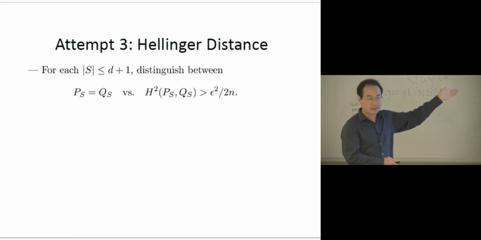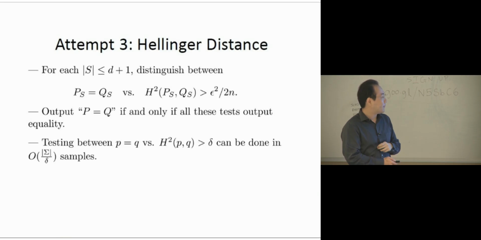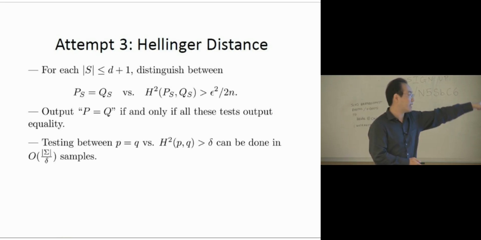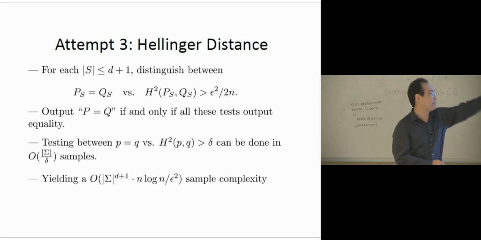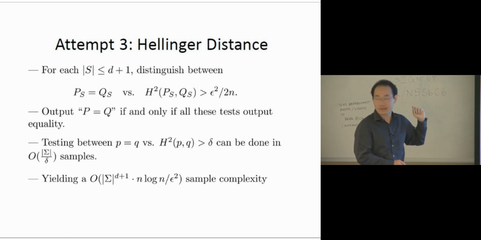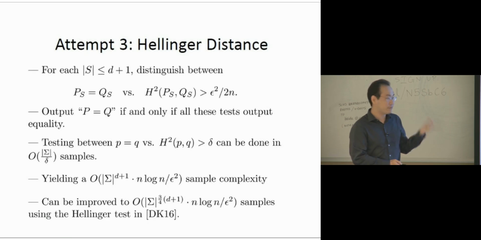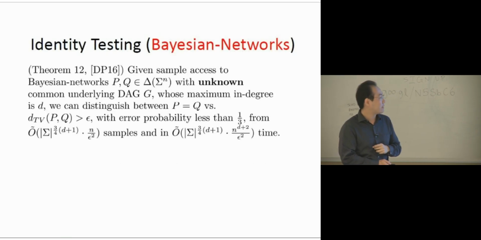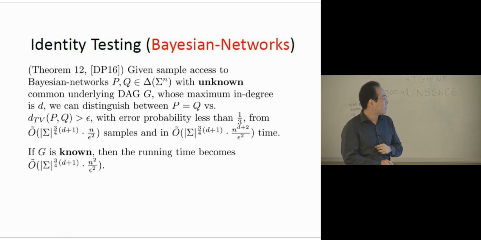To test it, we run a test for each small subset. Importantly, squared Hellinger can be tested in essentially 1 over accuracy samples, not 1 over accuracy squared. So if you invert that epsilon squared over 2n, you get a linear sample complexity. This can be slightly improved by using a more sophisticated Hellinger test. So in general, we can get linear samples. And we need to run a lot of tests, so that gives n to the D plus 2.